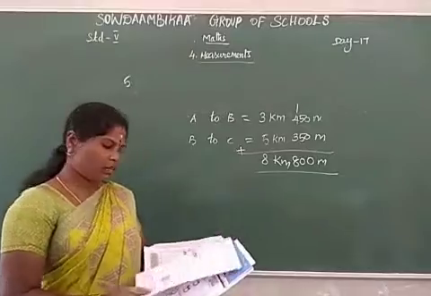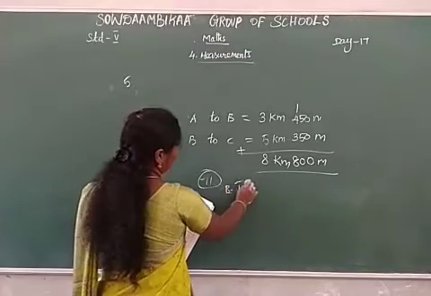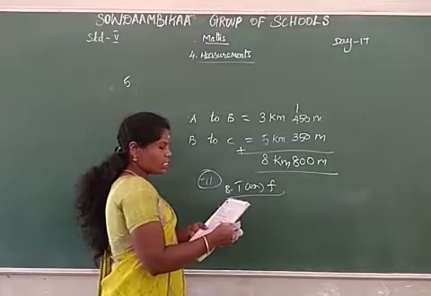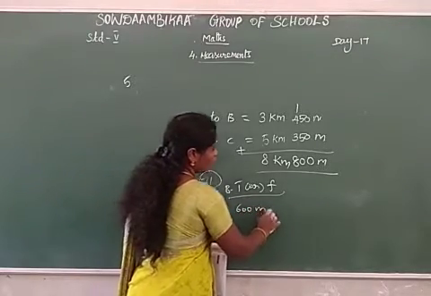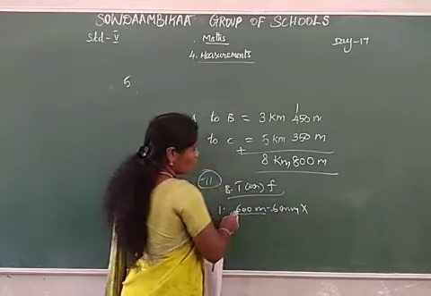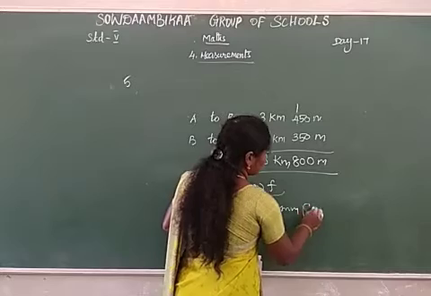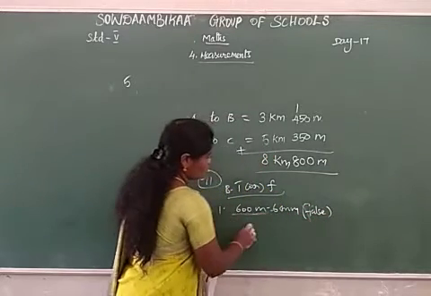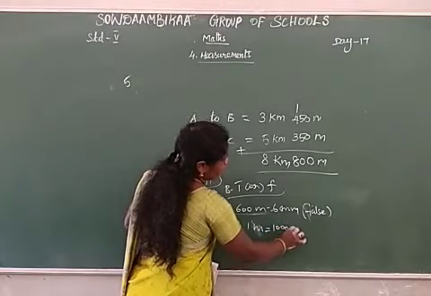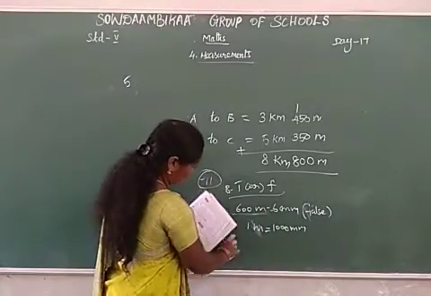Okay. Next, take the same page number 71. True or false? B. 600 meters equal to 6 millimeter. Wrong. 600 meters equal to how many meters? 6. The answer is false. Because 1 meter is equal to how many millimeter? 1000 millimeter. So the answer is wrong. Next, second one.